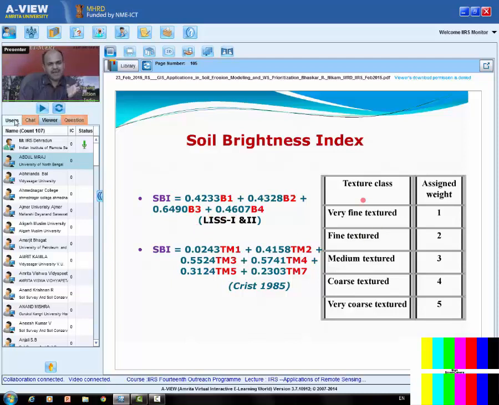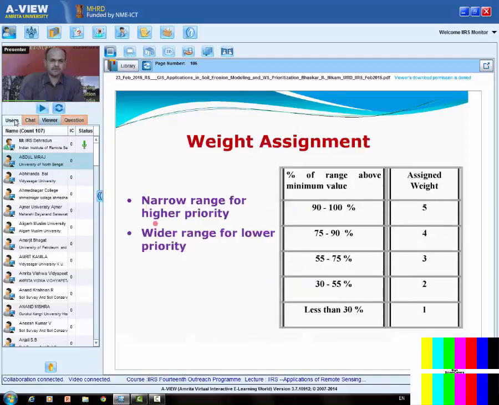So instead of that, we have given a weightage to the texture, because the soil data was available to us. So we have given texture. Otherwise, if you don't have texture information, if your soil brightness index is high, give higher weightage. If your soil brightness index is less, give less weightage. And now you can see the weightage.